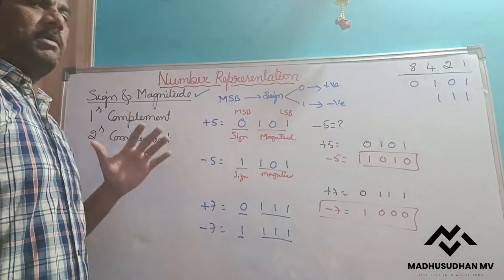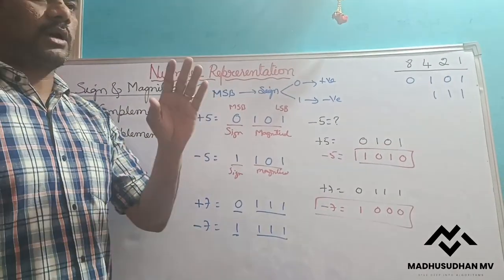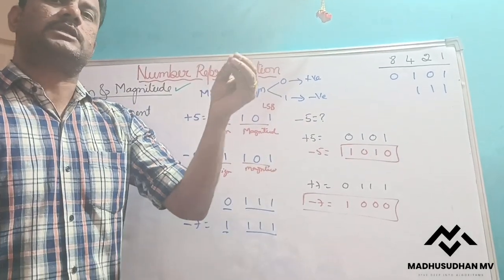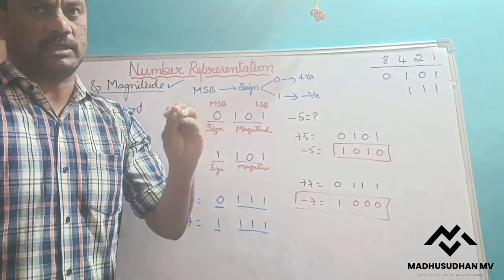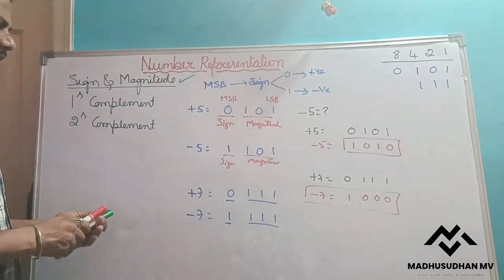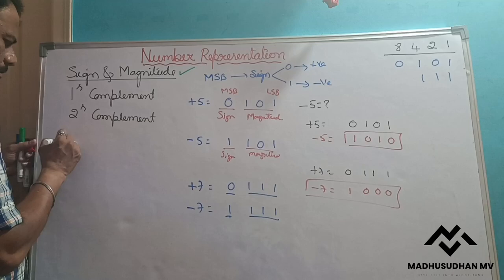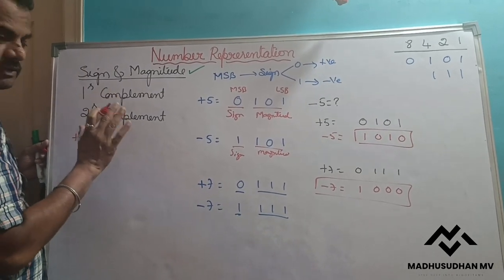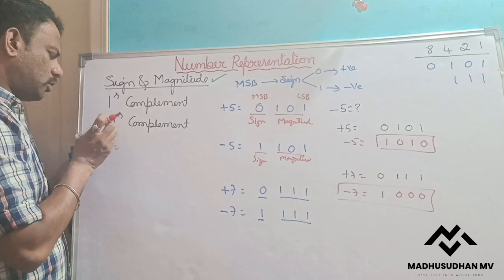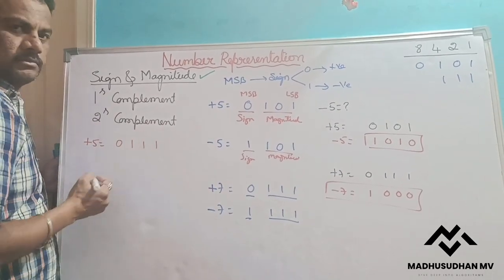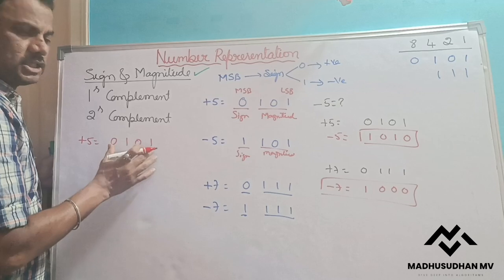Now twos complement. In order to represent negative numbers in twos complement, first take the ones complement of the positive number and add 1 to that. For example, take plus 5. I don't know minus 5, so I need to calculate it, but I know plus 5, which is 0, 1, 0, 1. This is 5.